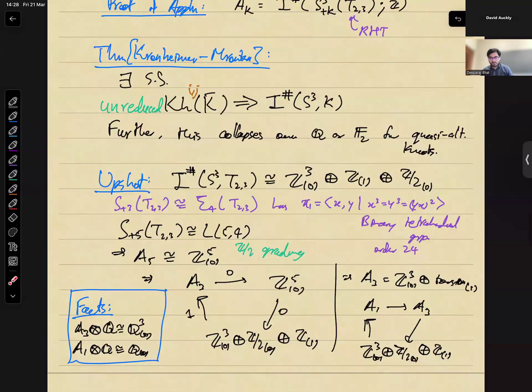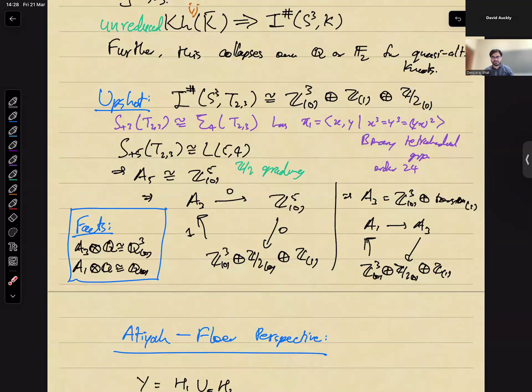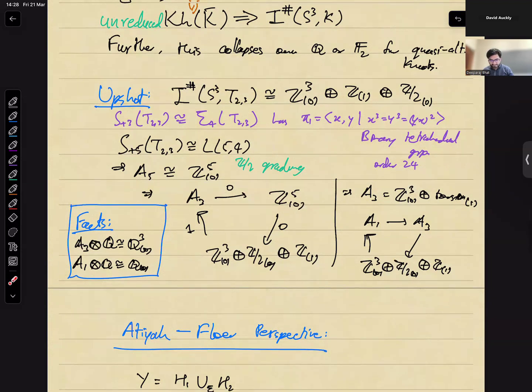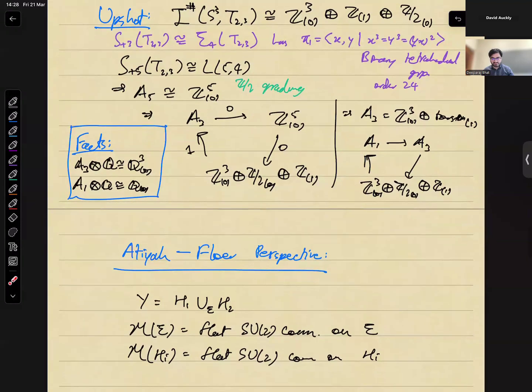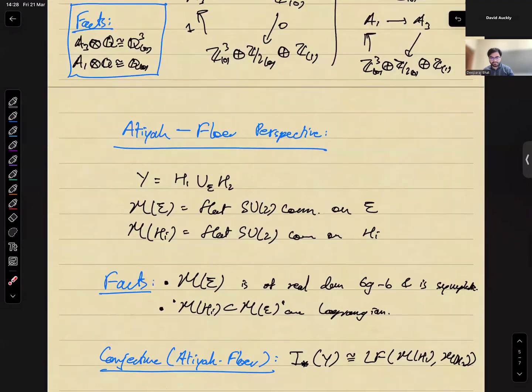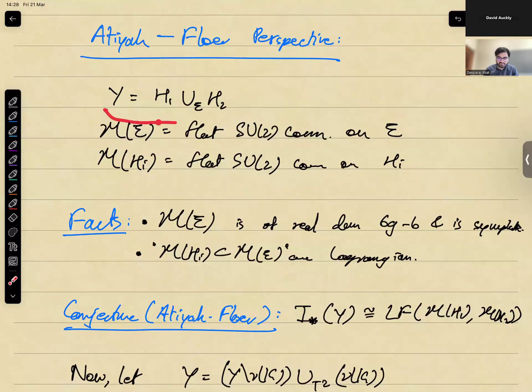So I will now move on to the proof of the actual result itself. And this involves the Atiyah-Floer perspective, or is motivated rather by the Atiyah-Floer conjecture. I'll explain briefly what that is, and then move on to how one uses it in this specific scenario. So what we want to do is look at a Heegaard splitting of our three-manifold. Say H1 and H2 are g-handlebodies, and Σ is a genus g surface.